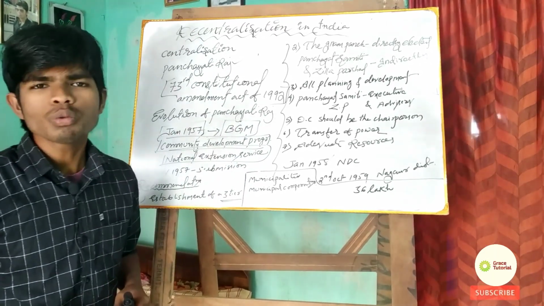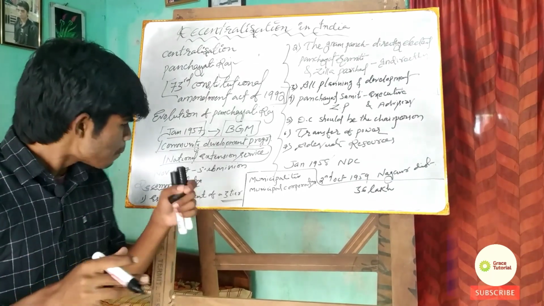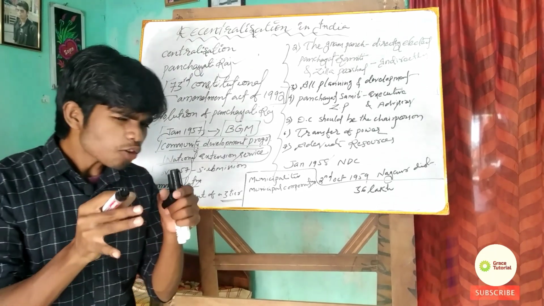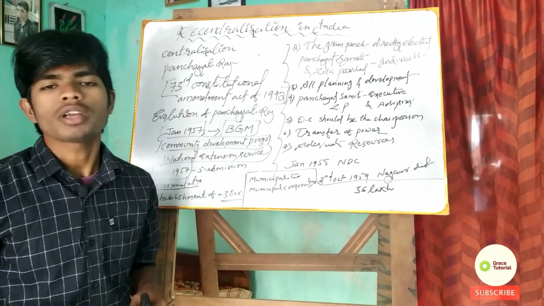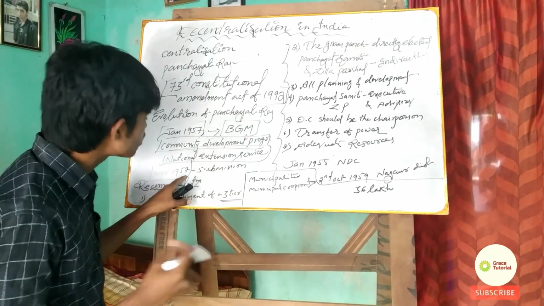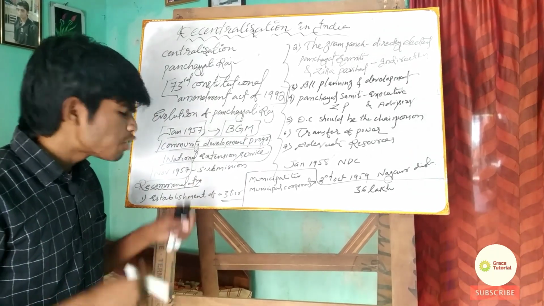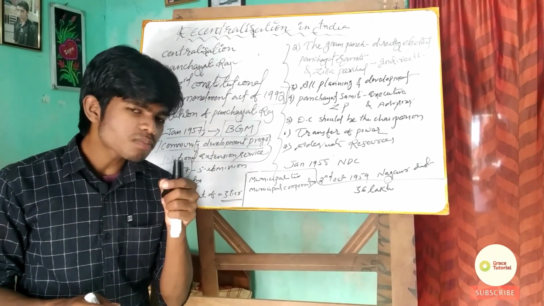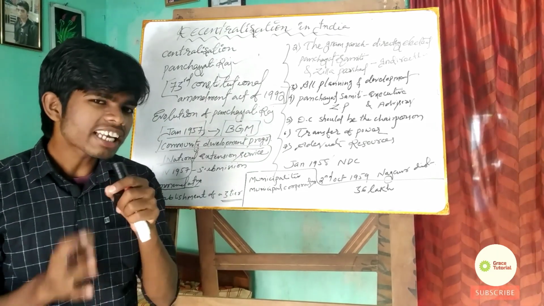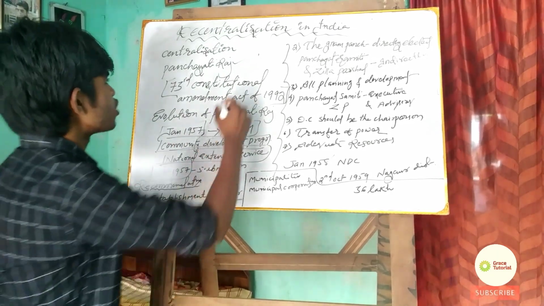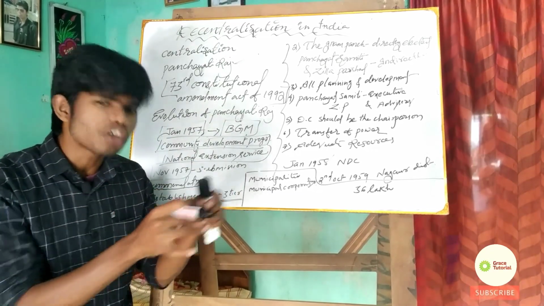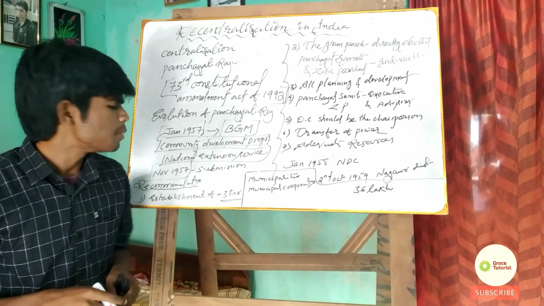Well, what did this committee do? The committee submitted its report in November 1957. So what are the recommendations made by the committee? When the committee submitted its report in November 1957, it recommended the establishment of democratic decentralization, which ultimately came to be known as Panchayati Raj. So what are the specific recommendations made by the committee? We have various recommendations.